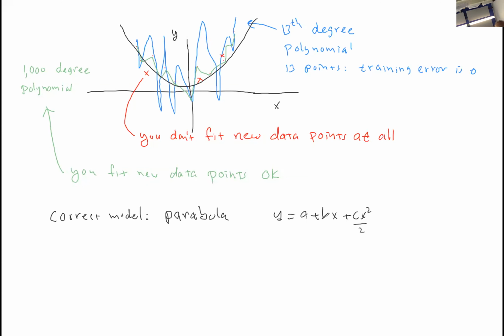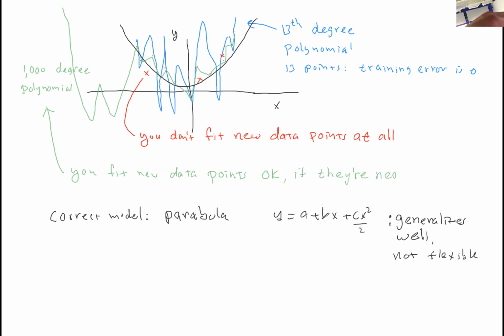And so the thing about the parabola is that it generalizes well. You can train on a small number of examples, but it's not flexible. The green line is flexible, but the green line actually generalizes horribly, right? So if you actually looked outside the training regime, this green line is going to go crazy. Okay, so you can fit data points okay if they're near old data points. But generalization is horrible. Is bad.